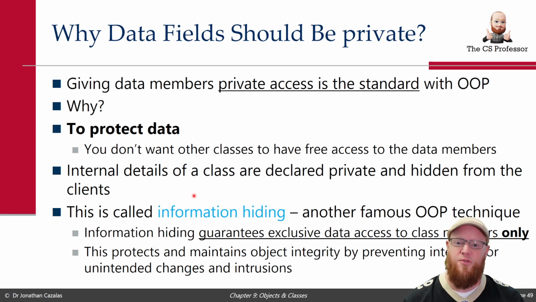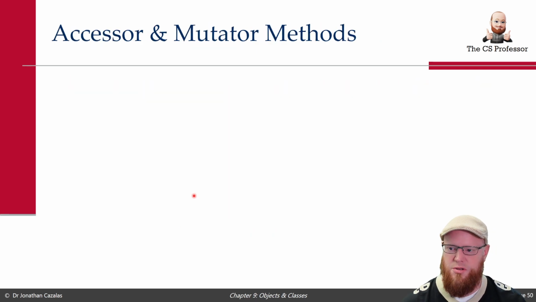This is a new term for us, a very popular OOP term called information hiding, a very famous OOP paradigm or technique. Information hiding guarantees exclusive data access only to class members. This protects and maintains the integrity of your objects by preventing unintended or even intended changes or intrusions.